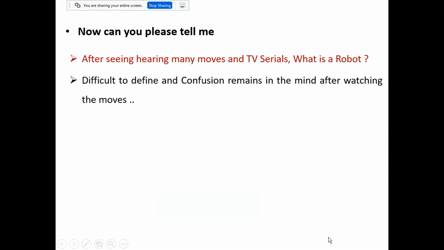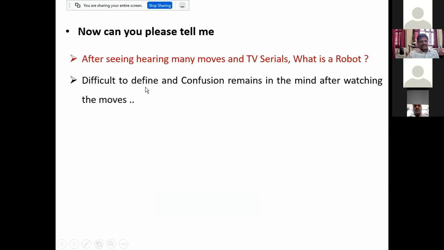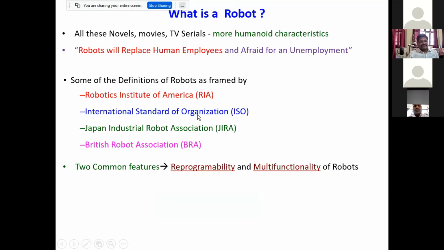Now, can you please tell me, friends, after seeing so many movies and TV serials, what is a robot? Correct? It is difficult to define by seeing the novels and movies. Confusion remains in the mind after watching the movies. But no need to worry, friends. All these novels, movies and TV serials exaggerated the robot with more humanoid characteristics attached to the robot, and this leads to confusion in the industrial sector also, not only in society.